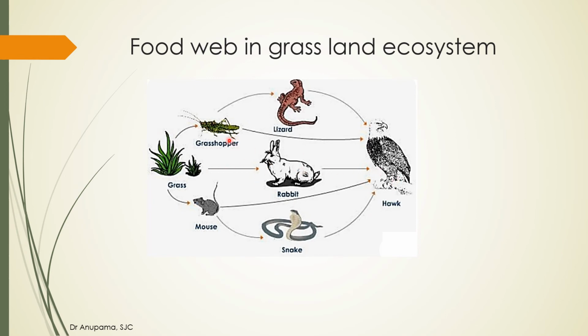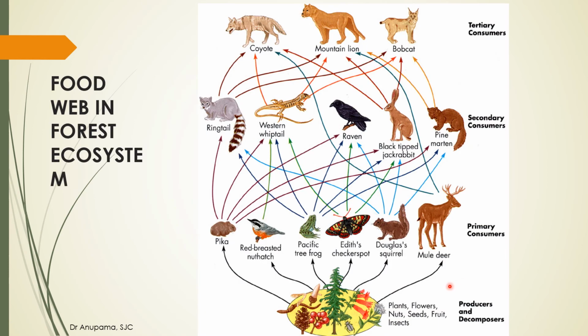The snake can be eaten by the hawk, and the rabbit can be eaten by the hawk. So you have representations like this. You have 1, 2, 3, 4, and 5 food chains which can operate in a small simple grassland ecosystem. This is a representation of a very simple food web, while this is a very complicated food web which you can see in the forest ecosystem.